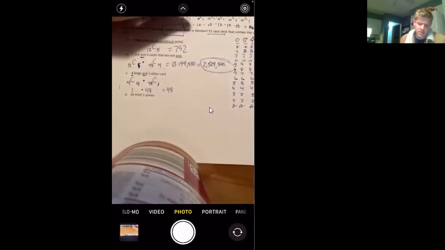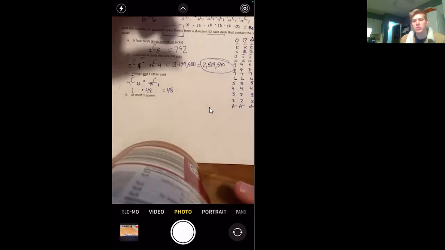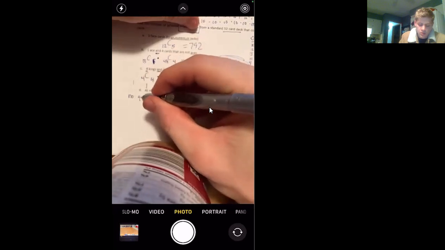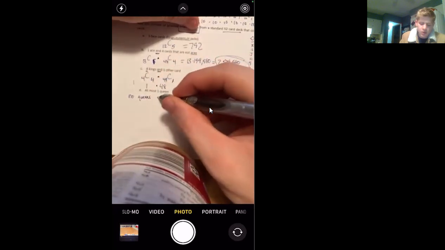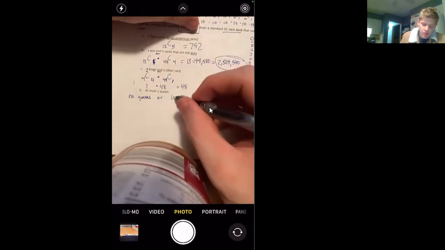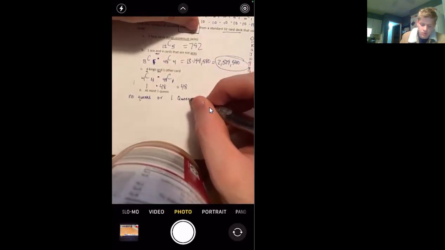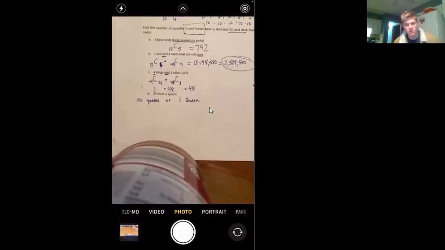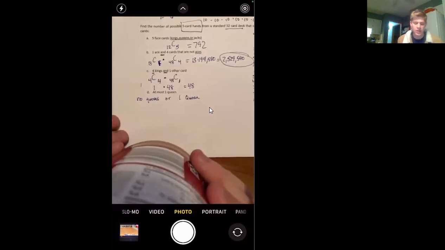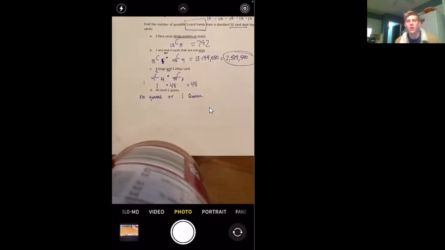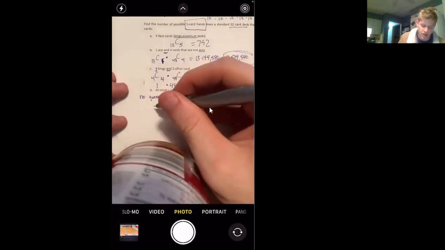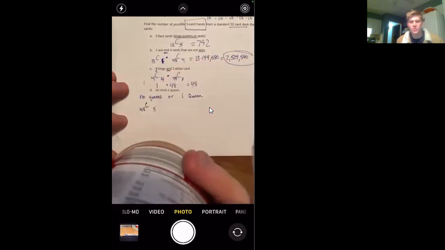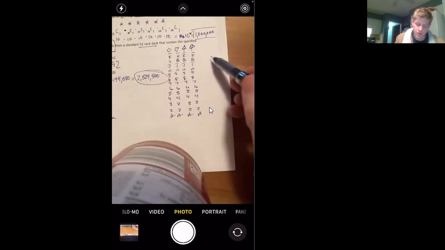Okay, let's look at D now. D is at most 1 queen. So we got 2 different scenarios here. We could get no queens, or we could get 1 queen. So looking at no queens, that means we have to select 5 cards out of 48 different options, because we are excluding all of these queens right here.